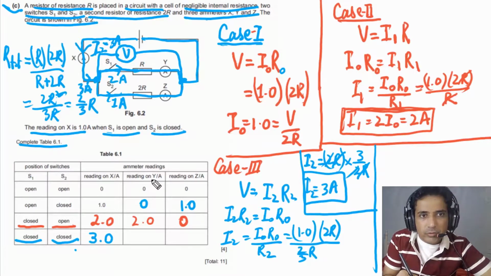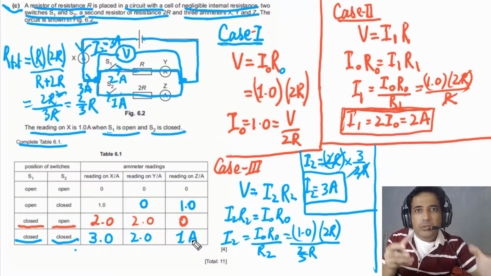Reading on Y, meaning reading on this one, will be 2.0 amps, and reading on Z, this one, will be 1 amp. So this is how you can write down your answer.